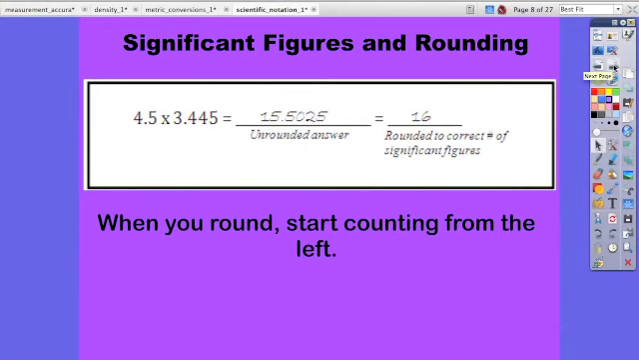Write down all the questions that you have up to this point and talk to me either Monday or Tuesday when you see me about anything about significant figures.